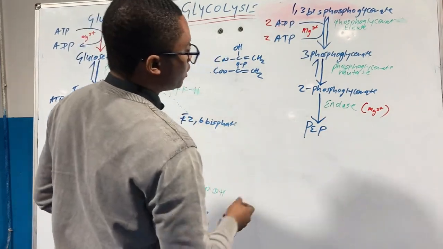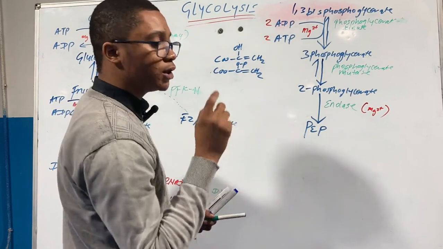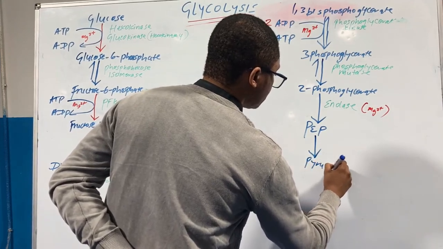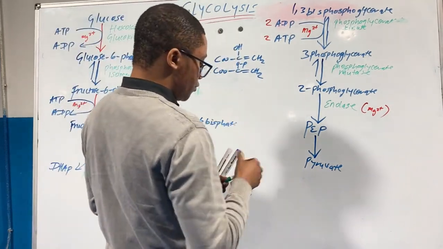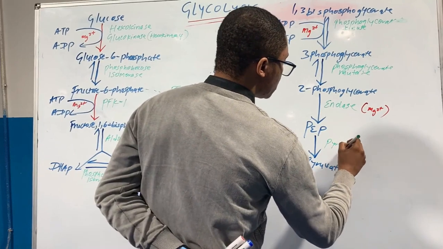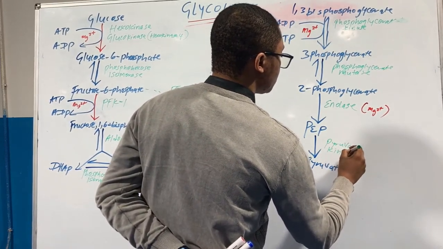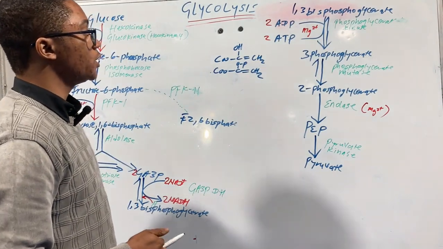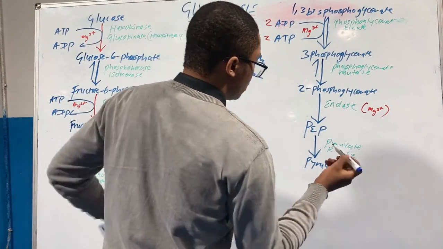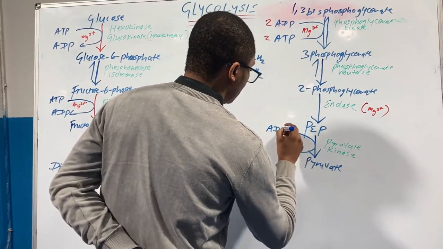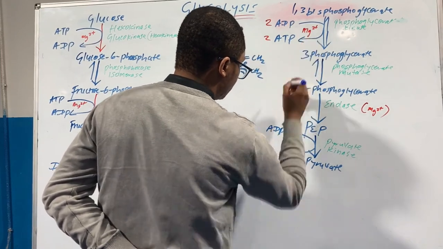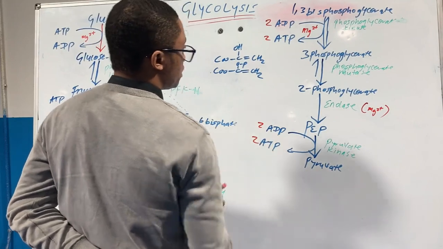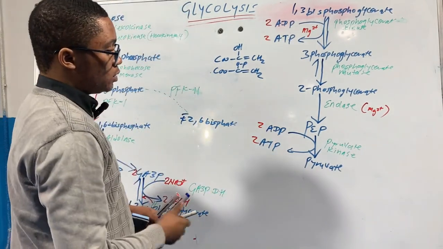The next stage is a very important stage, and it's highly regulatory. This is the conversion of phosphoenolpyruvate into pyruvate, and the enzyme that catalyzes this reaction is pyruvate kinase. Whenever I hear kinase, it means there is a phosphorylation. So here ADP is converted to ATP. Remember, it's two molecules of ADP and two molecules of ATP.